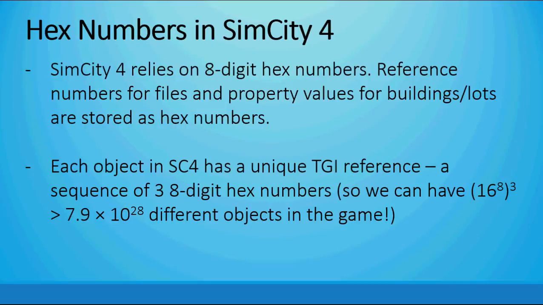And just to hammer home the point, each object in SimCity 4 has a unique TGI reference, that's type group instance. Again, we'll cover that in a future video in more detail, but for now you can think of it as a sequence of 3 8-digit hex numbers. So in theory, we can have 16 to the 24, which is this massive number here, 7.9 times 10 to the 28, different objects in the game, in theory.